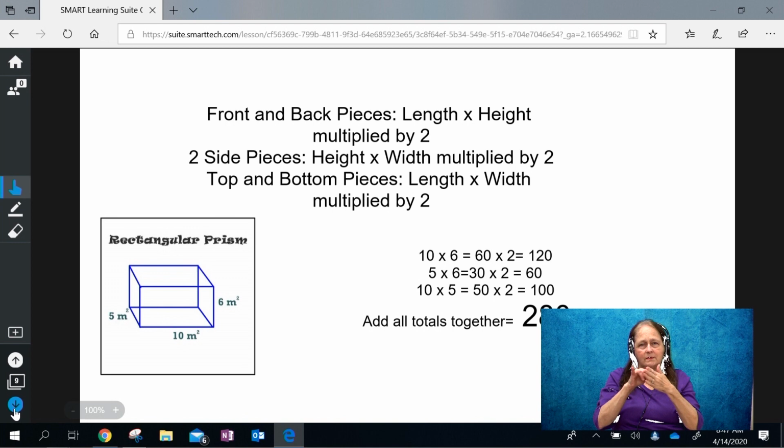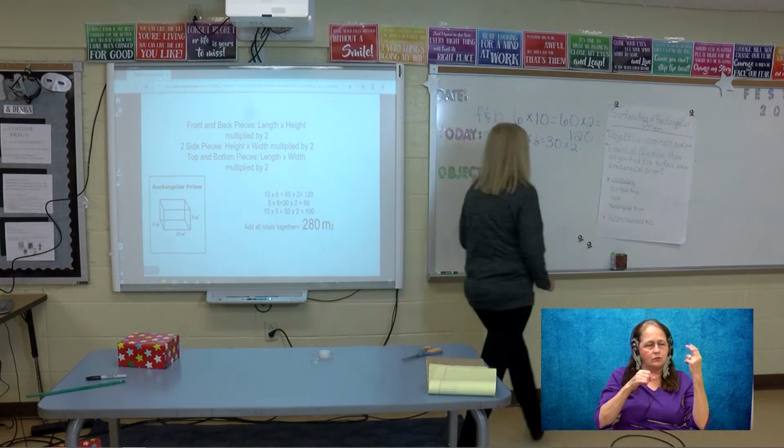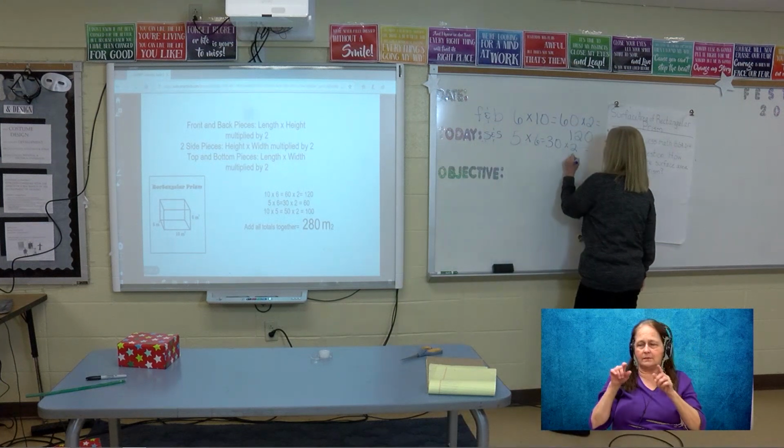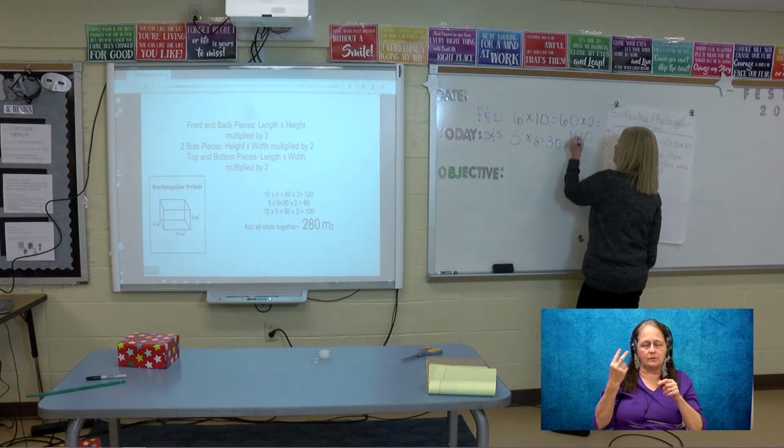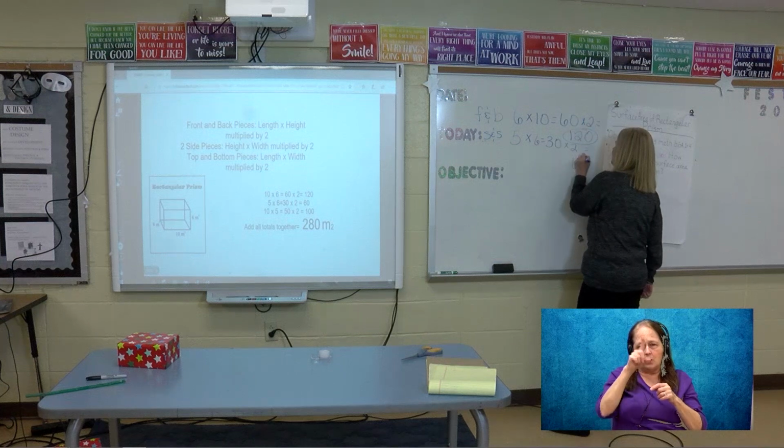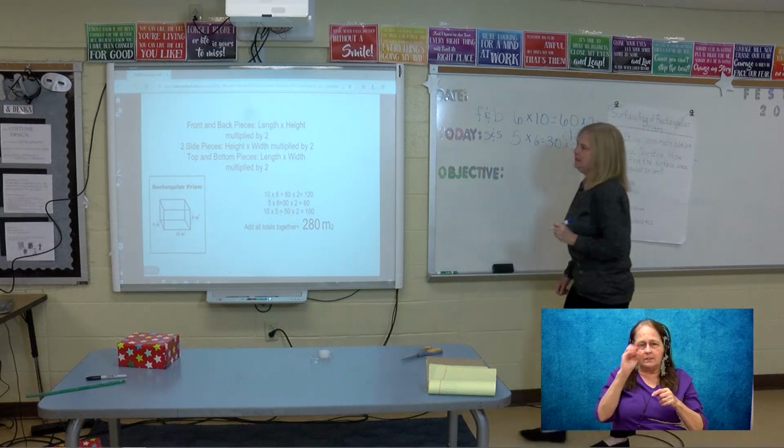This is side 1 and side 2. So it's 5 times 6, 5 times 6, which equals 30, times 2 because we have side 1 and side 2, and that equals 60. So far we have 120 and we have 60.